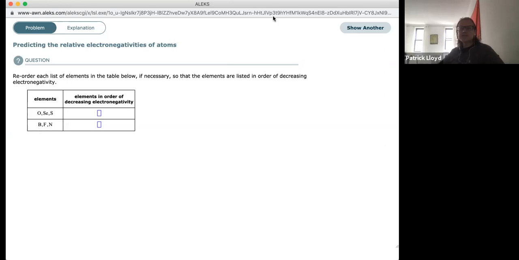So that particular problem is pretty straightforward. It's just looking at the table and deciding which one is higher, which one is lower, and which one's in between.